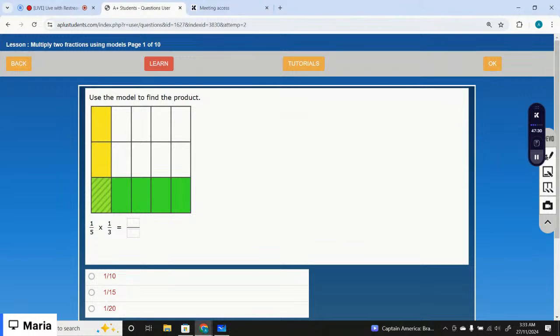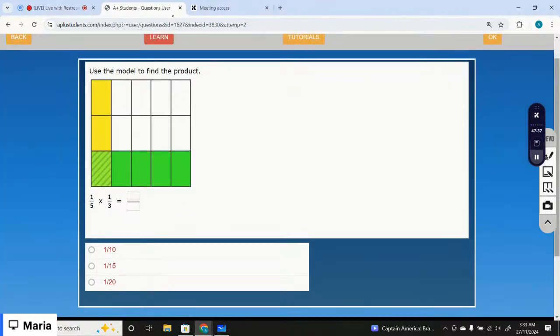Use the model to find the product 1 by 3 times 1 by 5. You have to find the overlapping squares. Only one square is overlapping, so that is out of 15. So that is 1 out of 15. The product of 1 by 5 and 1 by 3 is 1 by 15 because out of the 15 squares, just one is overlapping. So that is 1 by 15. Got it?